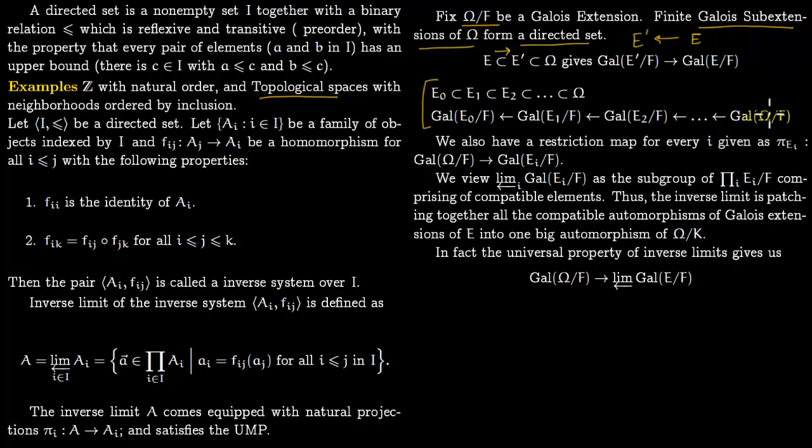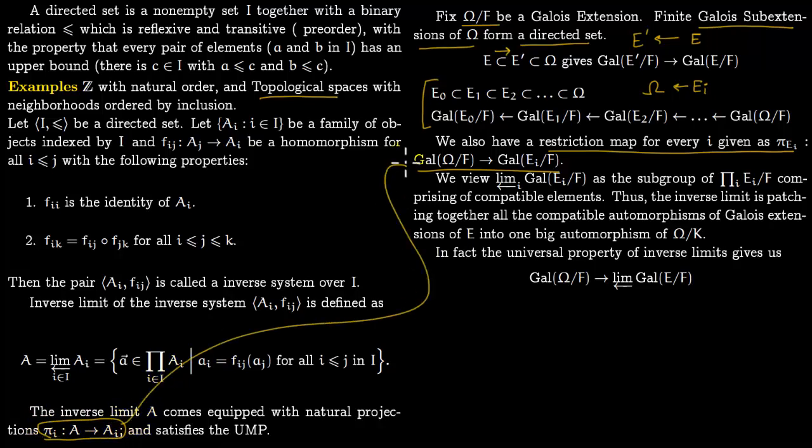Obviously this is an infinite extension. It contains all of these. So we have a restriction map, because omega contains each one of these Ei. You can talk about the Galois groups, so Galois from omega to Ei. You have this restriction map for every i, which is given like this. This is the same as what we have right here. So this thing is getting copied right here.